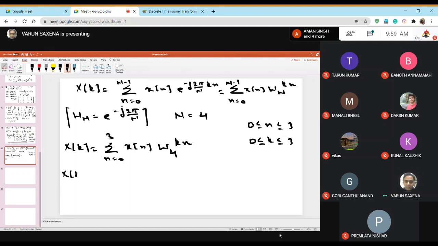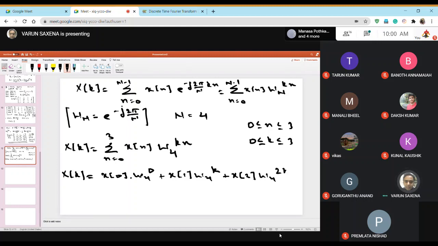So I can expand this. Just expanding, there is x0 W4^0, because I'm just putting n equal to 0, plus x1 W4^k, because n is 1, plus x2 W4^{2k}, plus x3 W4^{3k}, right? I've expanded it in n now.